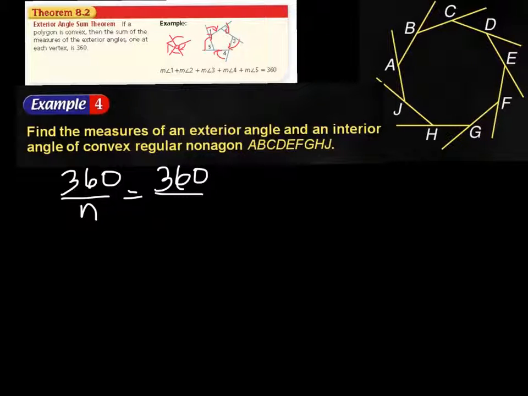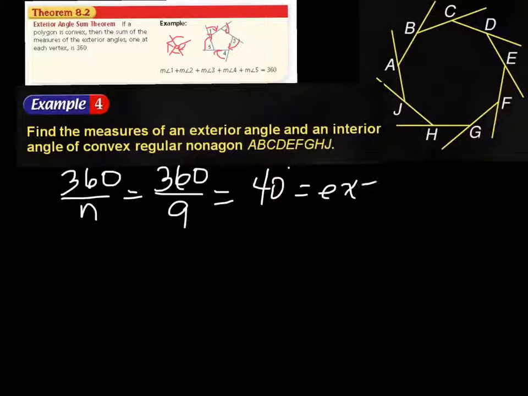Find the measure of an exterior angle and an interior angle of a convex regular nonagon. So a nonagon has 9 sides, so since the sum of all of the exterior angles is 360, we're going to take 360 divided by 9 sides, 9 angles. Each exterior angle would be 40.